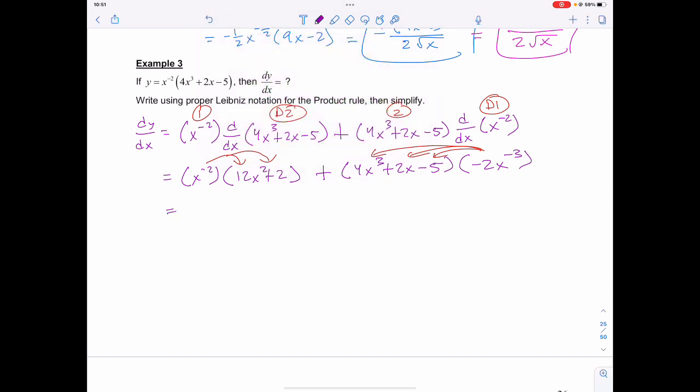So that is going to give us 12 plus 2x to the negative 2 minus 8 minus 4x to the negative 2 plus 10x to the negative 3.